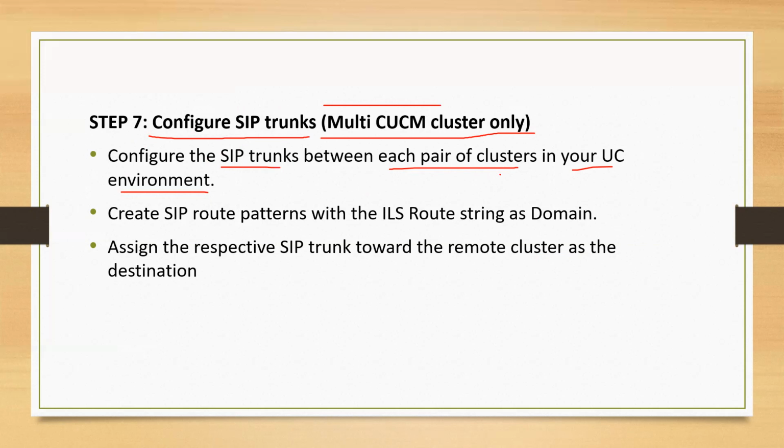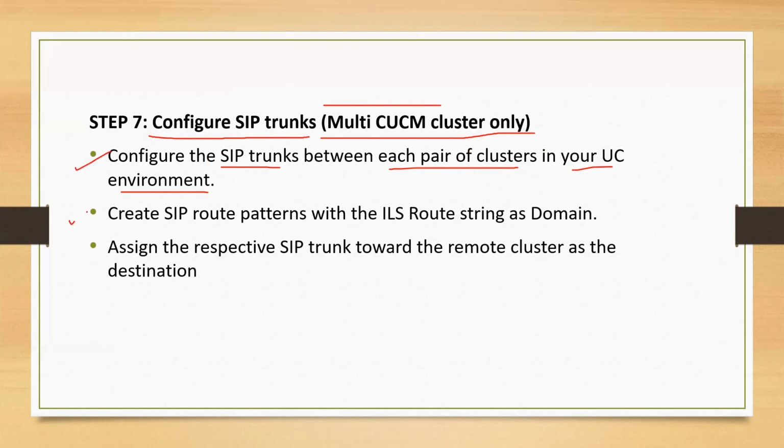Under the SIP route pattern, we have an option for route list or SIP trunk as well. That SIP trunk might be going to your Cisco Expressway, right? That SIP trunk is different. And this SIP trunk, it says between each pair of clusters, is different.